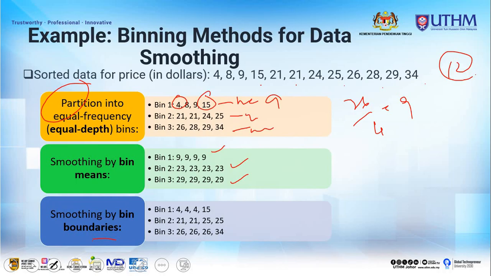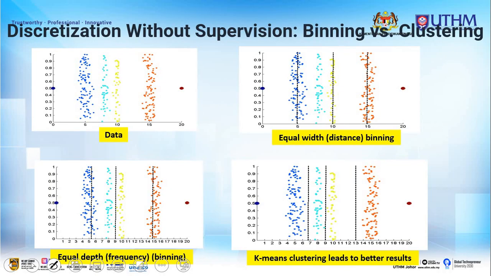Let's continue with the next one, discretization without supervision, without label. First of all, you need to understand the concept, the data. The first image shows the raw data, which is plotted in a scatter plot. The data is distributed across 2 dimensions, x and y axis. There are 3 distinct colors, clusters.